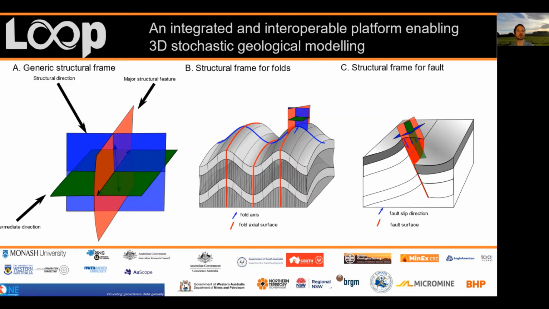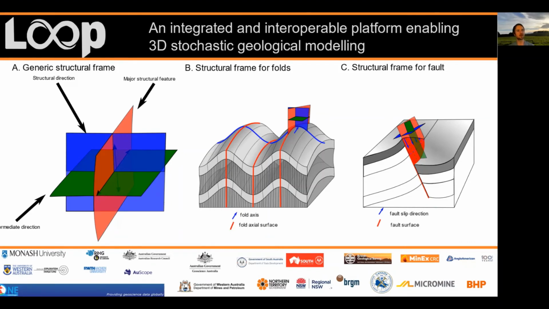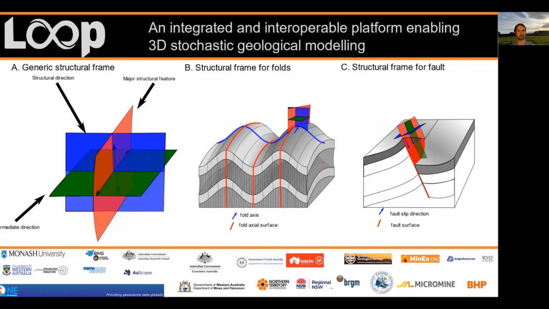To model complicated geometries in LoopStructural, we use a concept called structural frames. So structural frames are a structural geology defined coordinate system. So we start with the major structure feature, and we then define another coordinate that's orthogonal to this, which is our structural direction. And then a third coordinate is our intermediate direction. So for modeling folds, we would define the axial surface as our major structural feature. We then define the structural direction as the fold axis. And then we have the intermediate direction being orthogonal to both the fold axis and the fold axial surface direction.